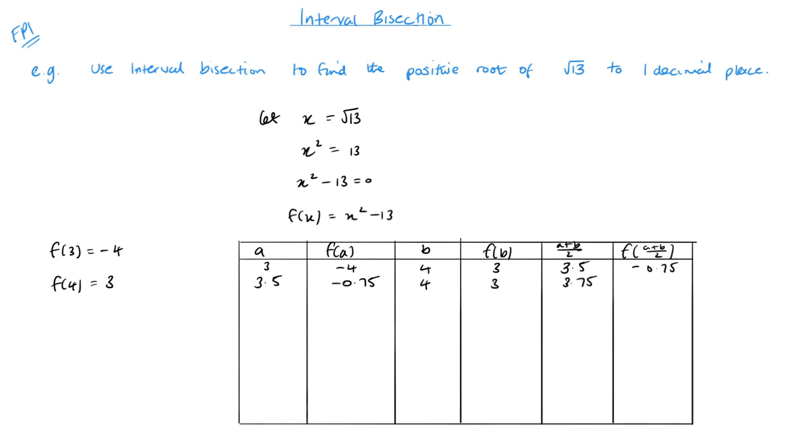Then I put 3.75 into my f of x, and I get a positive value of 1.0625. Since this is positive, the root must lie between this one and this one. So it's got to lie between 3.5 and 3.75.